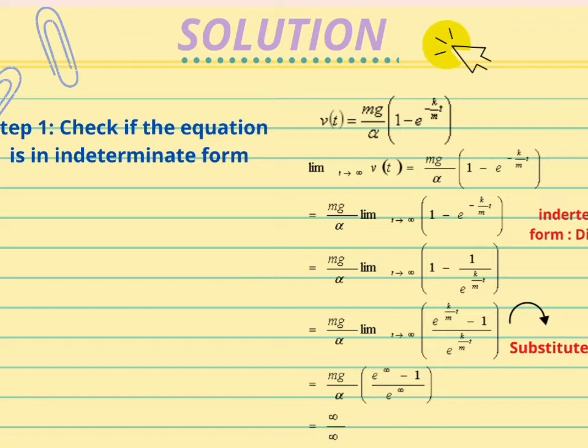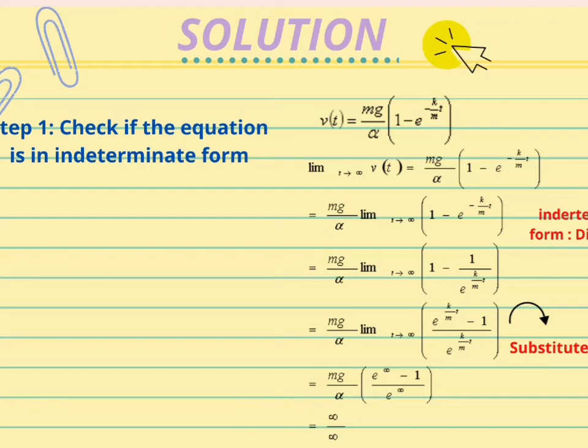Take out the mg over alpha term. This will leave us with the limit as t approaches infinity in a bracket of 1 minus exponent raised to the power of negative k over m times t. After that, change the exponent raised to the power of negative k over m times t into 1 over exponent raised to the power of k over m times t. This will give us mg over alpha limit t approaching infinity in a bracket of 1 minus 1 over exponent raised to the power k over m times t.